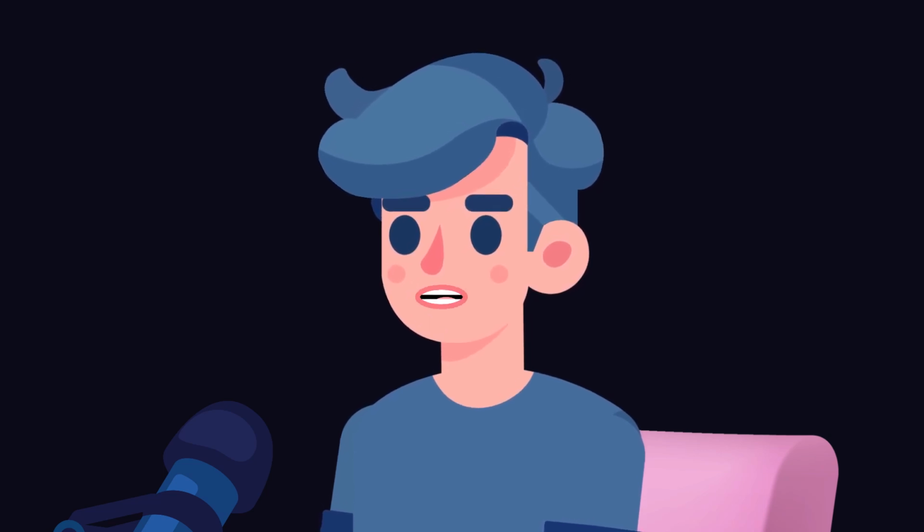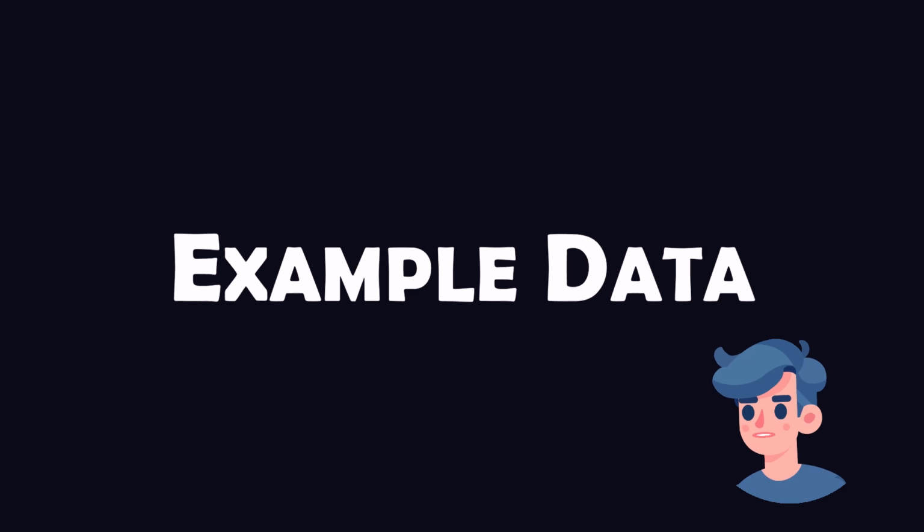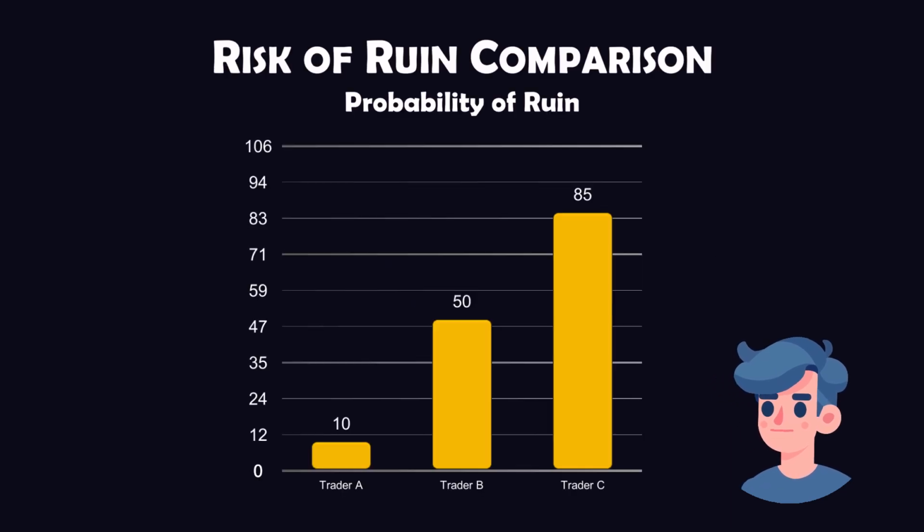Let's visualize this with some data. Consider three traders with different strategies. Trader A has a 55% win rate, Trader B has a 50% win rate, and Trader C has a 45% win rate. Each starts with $10,000 and trades risking $1,000 each time.